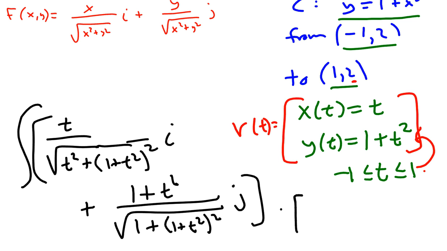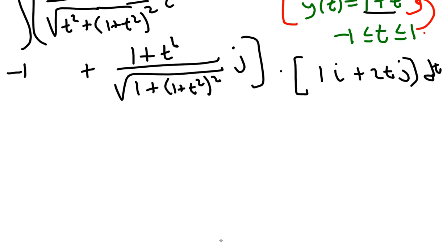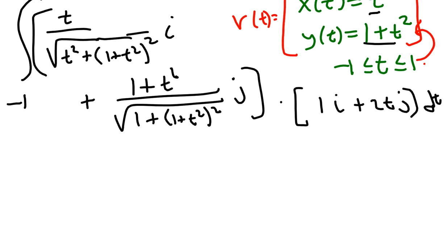We're going to dot that with the derivative of r, which is just going to be 1i, that's the derivative of t, plus 2tj, and then this is dt. We're going to go from -1 to 1. Okay, so we have an integral all in one variable t, and it's time now to sort of bash through it. It's certainly not pleasant to look at. We've got to do kind of a crazy dot product. But before I get going with that, let's just simplify the expression under the radical here.